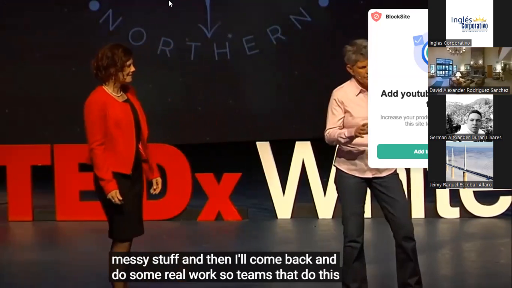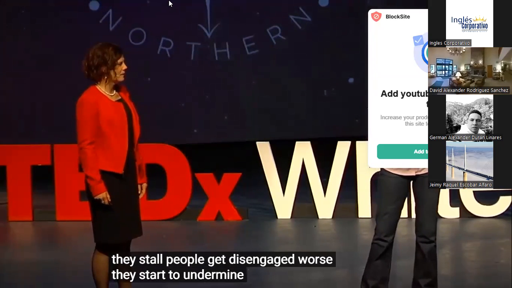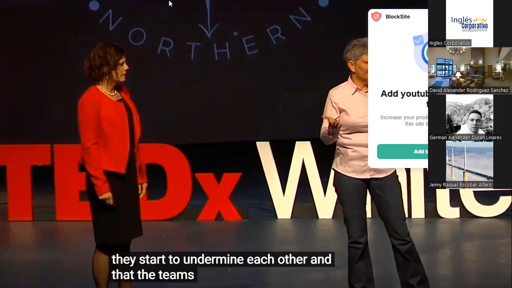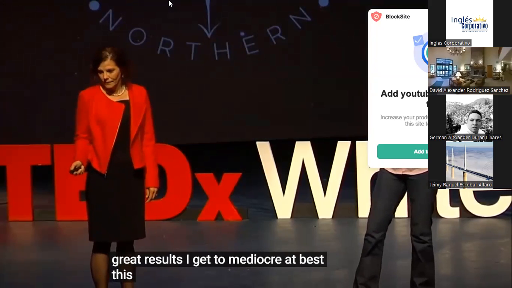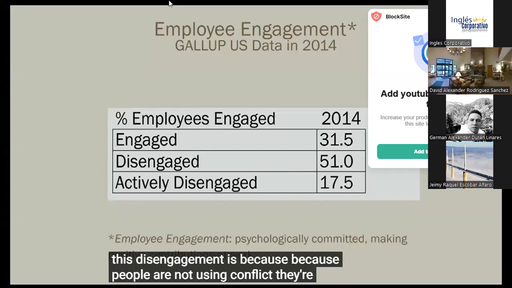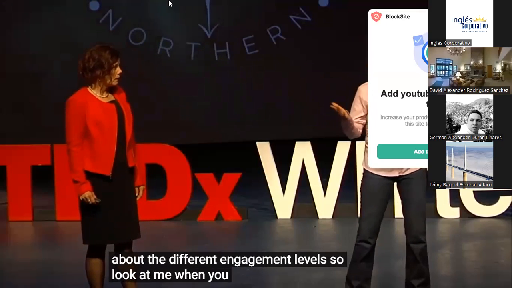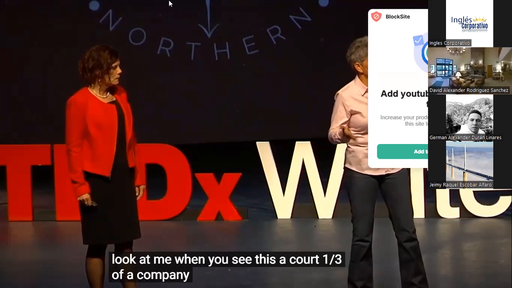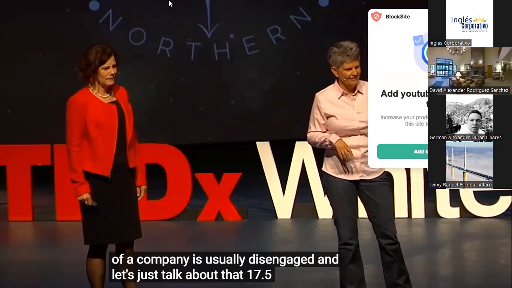So teams that do this, they stall. People get disengaged. Worse, they start to undermine each other. And the teams like this don't get to great results. They get to mediocre at best. This disengagement is because people are not using conflict. They're avoiding it or diffusing it. And here's some data from Gallup, and they talk about the different engagement levels. So look at this: one third of a company is usually disengaged. And let's just talk about that 17.5.